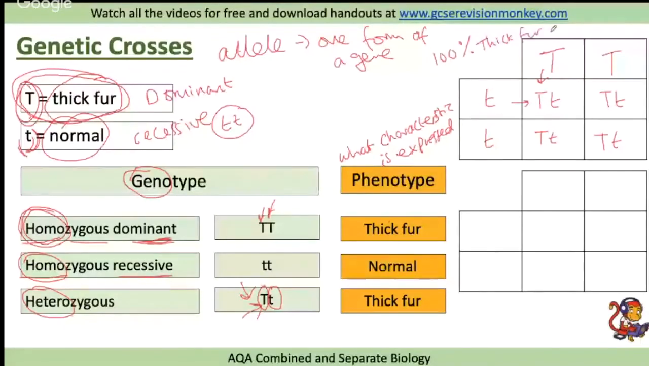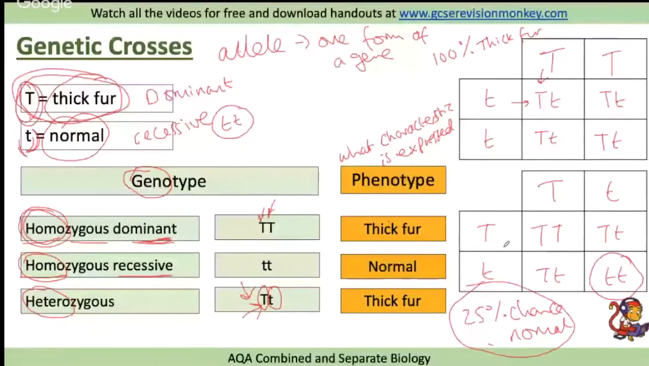If we do another example where we've got heterozygous, heterozygous, when we cross those, like so, we will have a 25% chance of it having normal fur. So you need to complete the cross and then write down the percentage chance for the characteristic below. If in doubt, write both of them, but in the exam they'll tell you which characteristic you're talking about, whether they want you to write about thick fur or being normal.